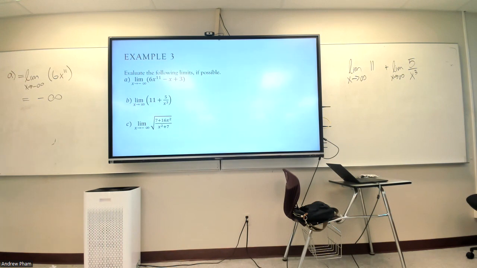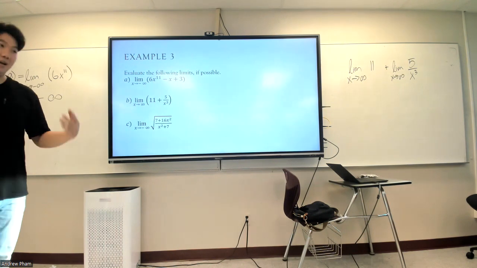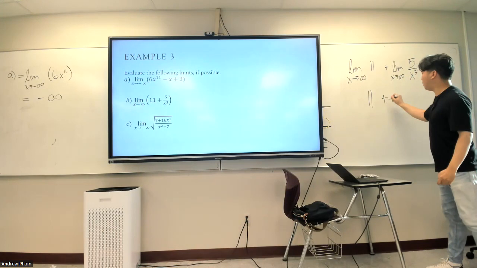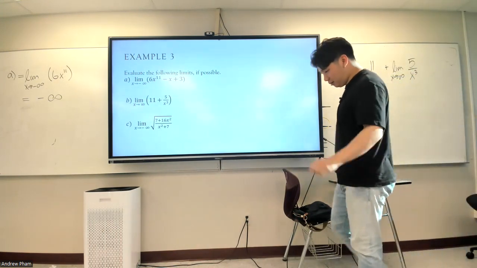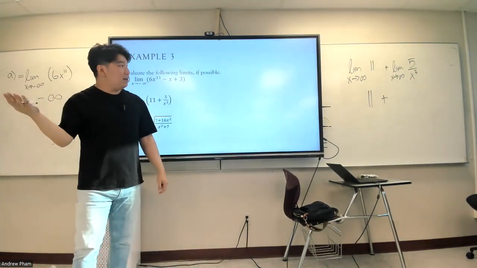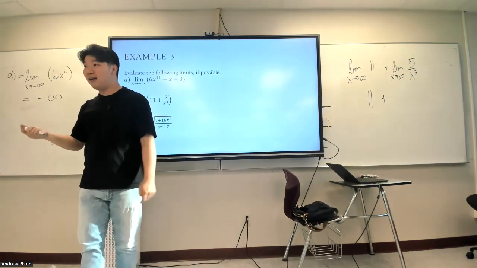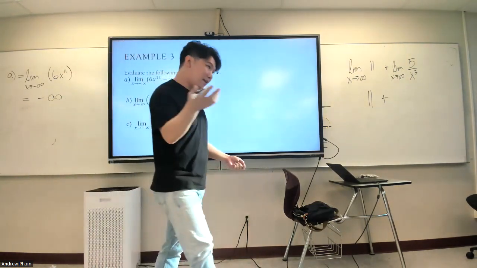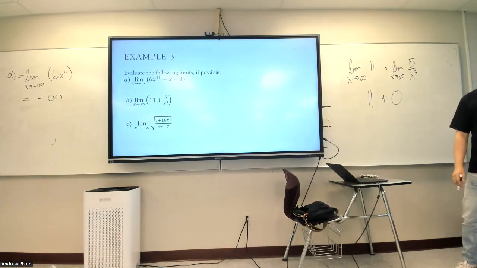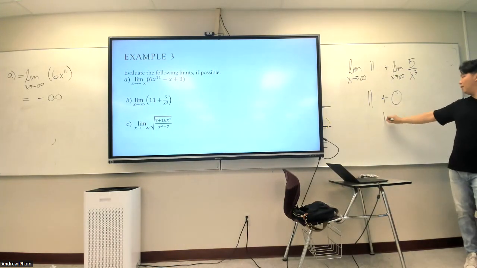What's the limit of the first one on the left? What was that? 11. Remember, limit of a constant, if it's a plain number, no x's, then there's nothing for me to even plug in. That's 11. Plus, what about the limit of the other one? 0. Because if you want, you can write that as 5x to the negative 3 power. Or you can say that infinity is on the bottom. So we have 11 plus 0, which is 11.